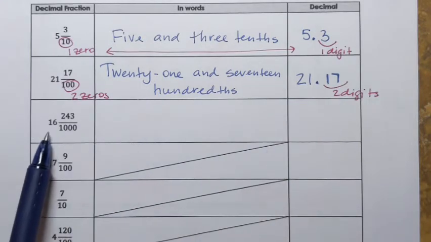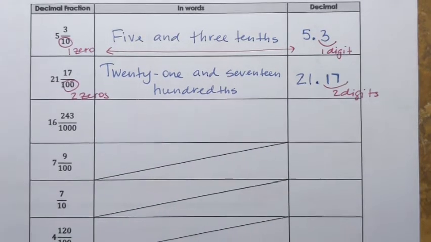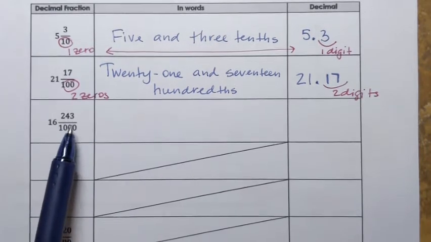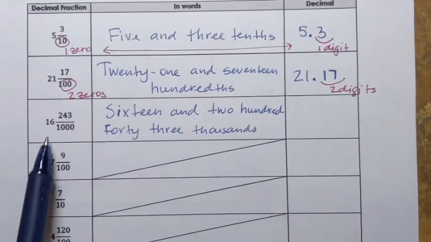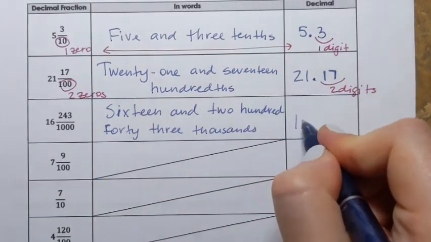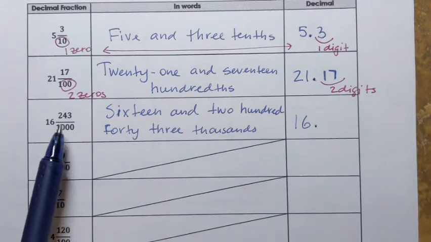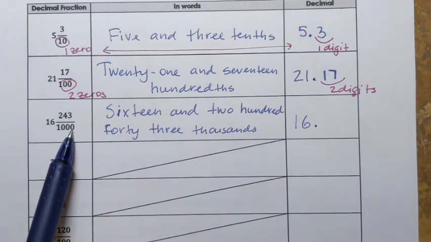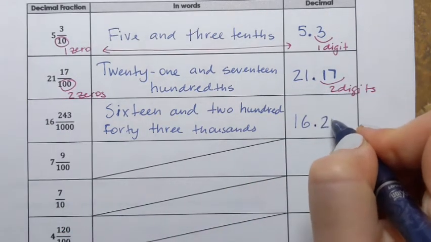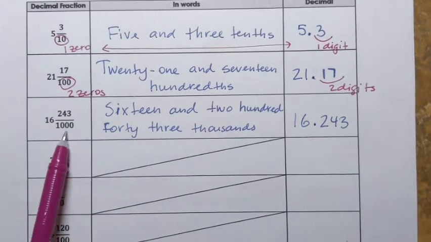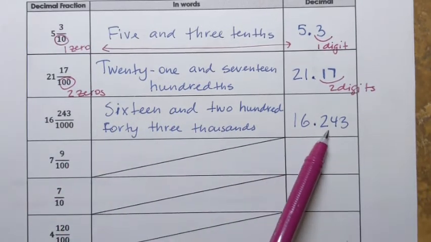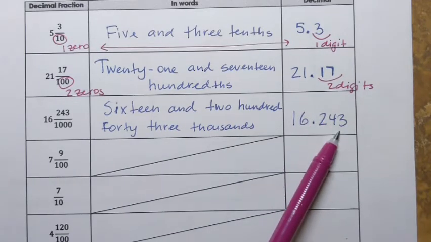Let's try the next one. The next one is 16 and 243 thousandths. What's the corresponding decimal? 16 is the whole part, that's going to be before the decimal point. And then after the decimal point, I'll place 243. I need to make sure that I have 3 digits. Well, 243 makes those 3 digits. 3 zeros in the denominator correspond to 3 digits in the decimal part.